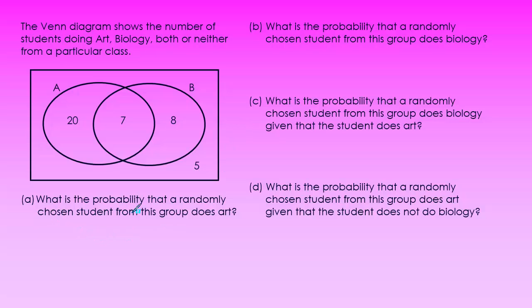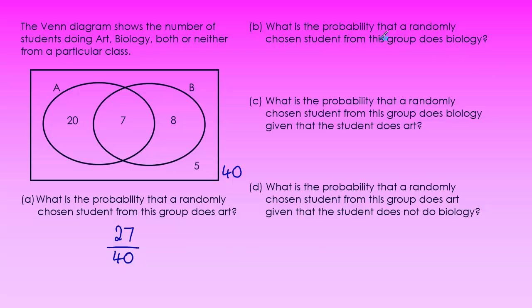What is the probability that a randomly chosen student from this group does art? Well, how many students do we have altogether here? So if we add all of these up, we get 40. We can see that these 20 and these 7 do art, so that means that 27 out of 40 do art.